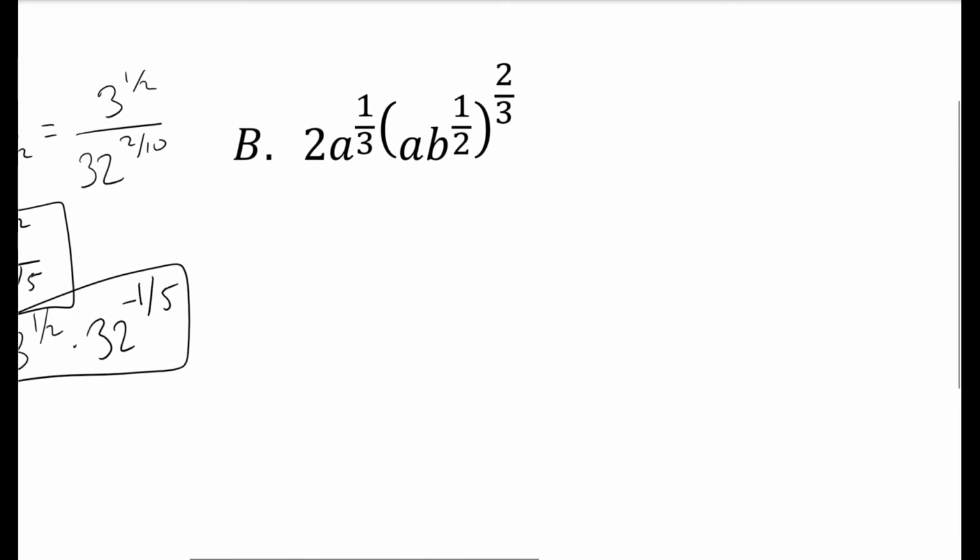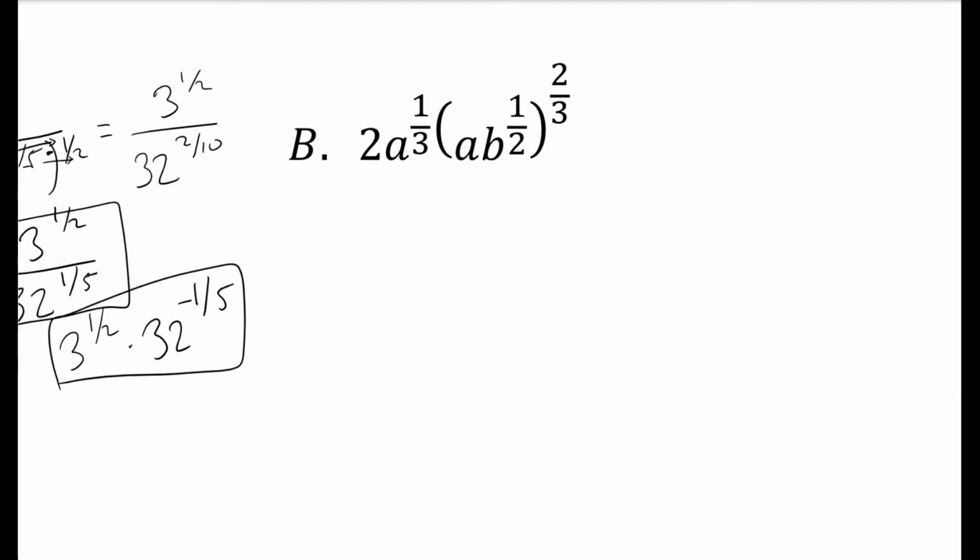All right, so for part B, we have a few things going on. We have a power to the people on the inside here, where we're going to distribute the 2/3 to A and to the B here. And then we have a product of powers. Okay, so we're going to do the power to the people first and distribute that 2/3 first. Okay, so we have here 2a to the 1/3 power times, and now we have in the inside, well, we don't even have to put this in parentheses, but I will just to kind of show you.